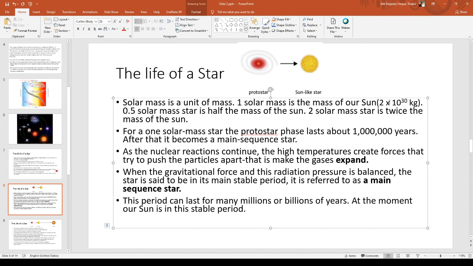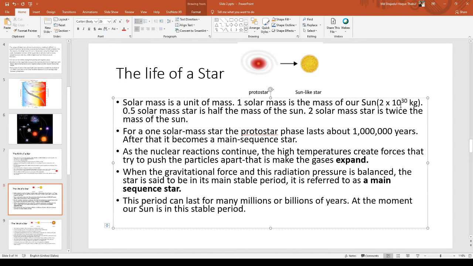That is, two solar mass will be 2 into this many kg. What is 1 kilometer? 1000 meter. What is one solar mass? 2 into 10 to the power 30 kg. What is two solar mass? 2 into 2 into 10 to the power 30 kg.